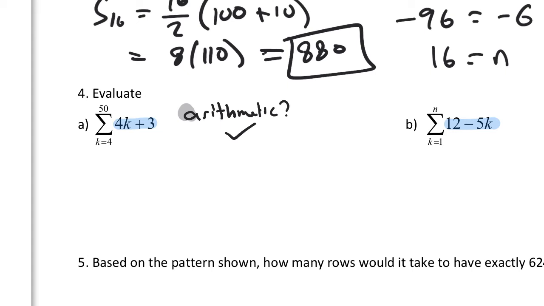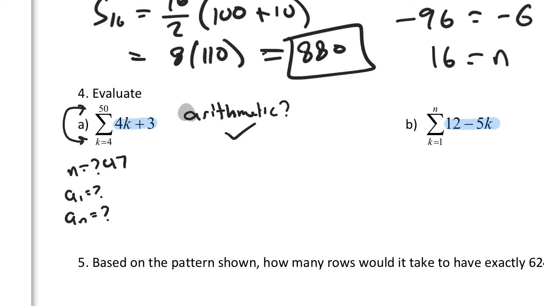I need to know how many terms. I need to know the first term. And I need to know the last term. Okay, we talked about this in the first video. From 4 up to 50, how many terms is that? It's one more than the subtraction. So if I do 50 minus 4, that would be 46. So this means I have 47 terms.